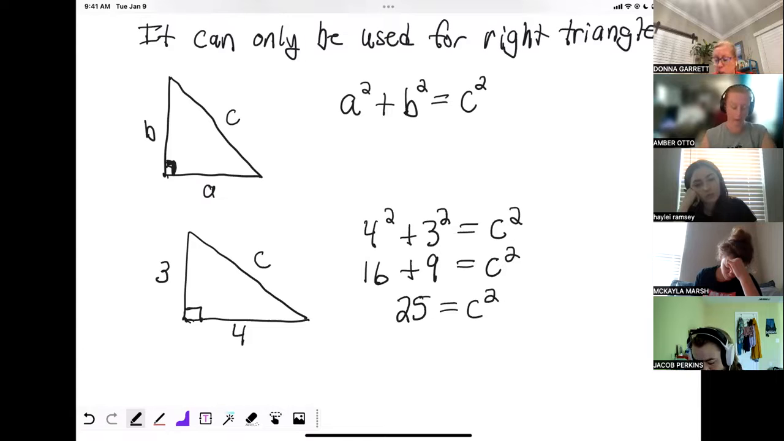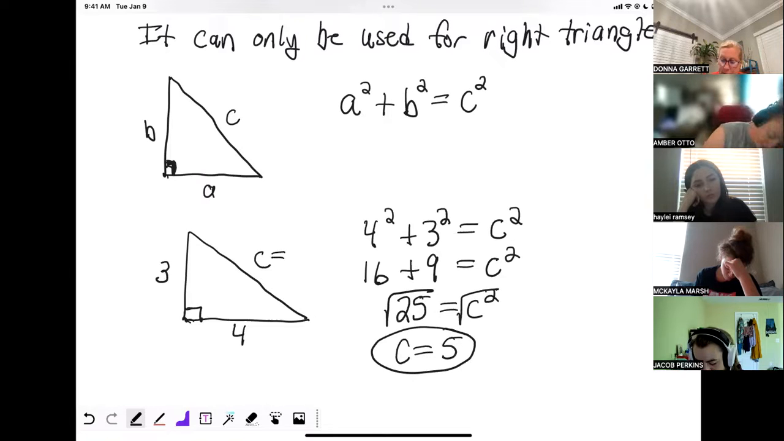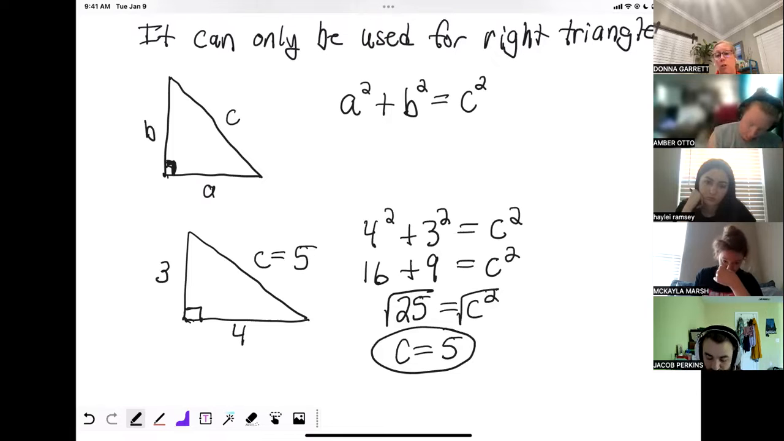Now, in order to get rid of a square, you square root both sides. So C has to be 5. So I just found that this C is 5, and my triangle is a 3, 4, 5 triangle. We don't have to do that just for numbers. We can use it in a real world problem. And that's what I'm going to go to now. But that's the overview of the Pythagorean theorem.